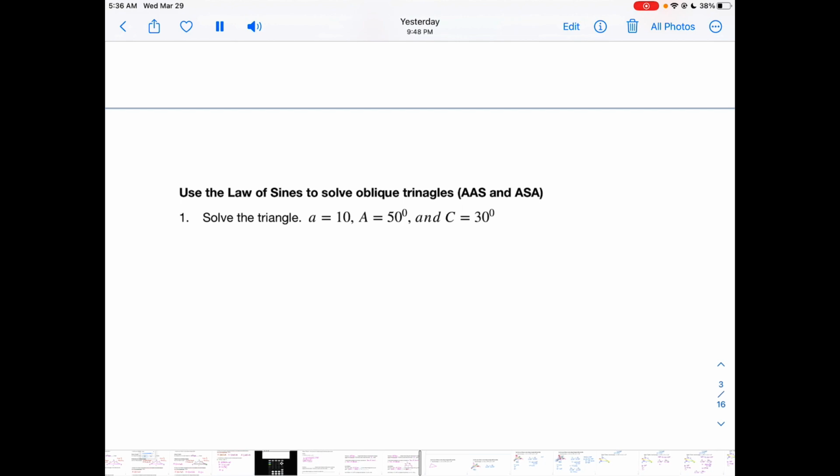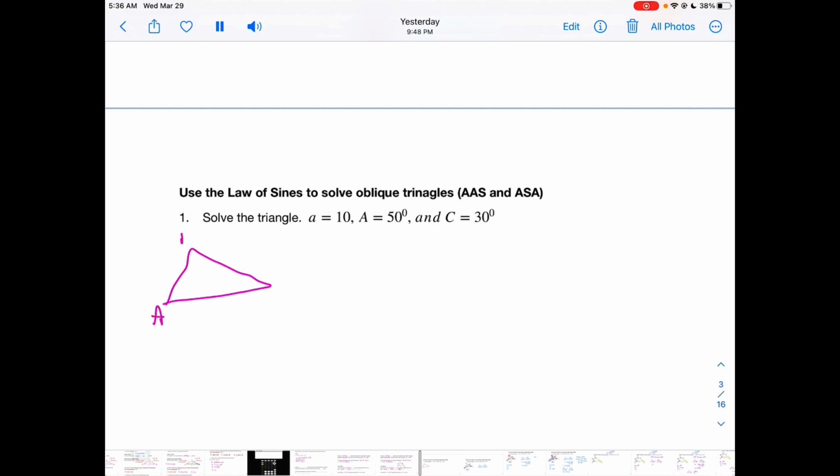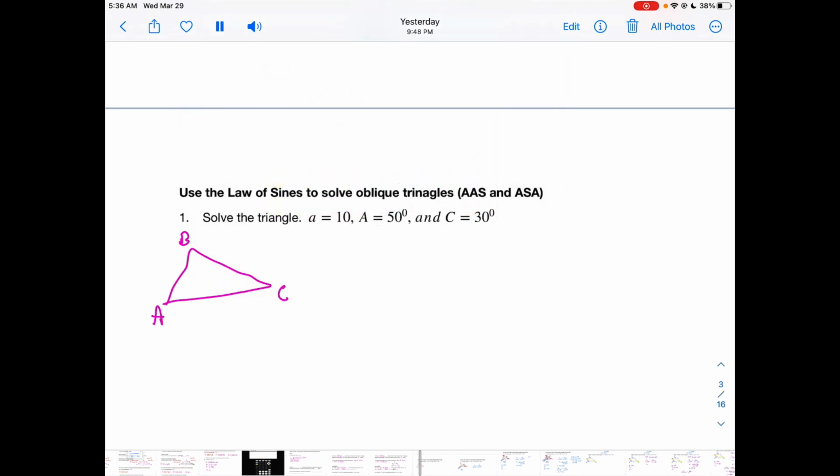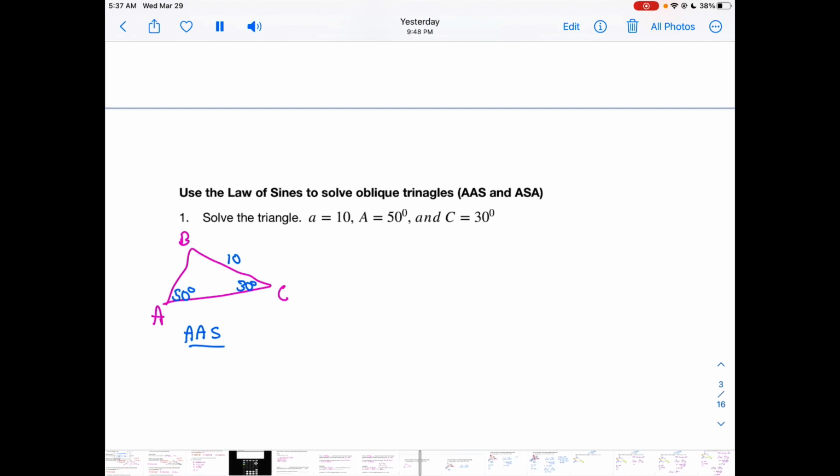So here in this example, we're going to solve the triangle ABC given the 3 bits of data here. So we're going to draw a representative triangle, and we're just going to label our angles big A, big B, and big C. And then we're going to label our given information. Well, we were given that angle A is 50 degrees and angle C is 30 degrees, and side A is 10. Side A is always going to be the side opposite angle A. And so here we're given angle, angle, side, so that means I can solve this using the law of sines.